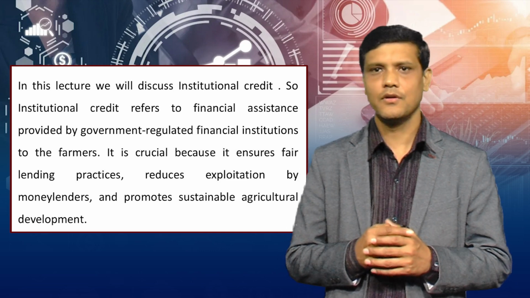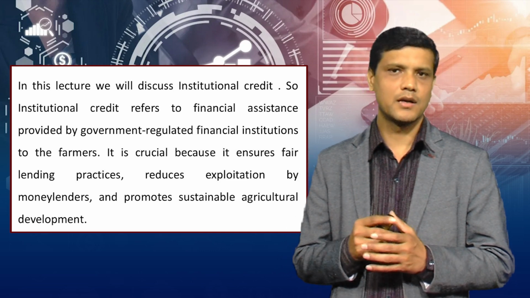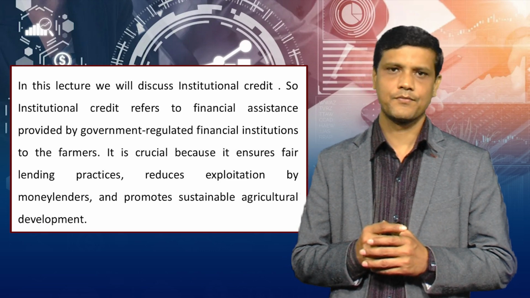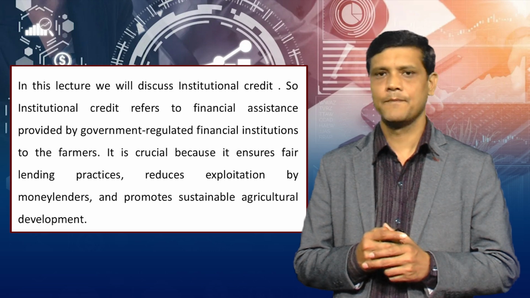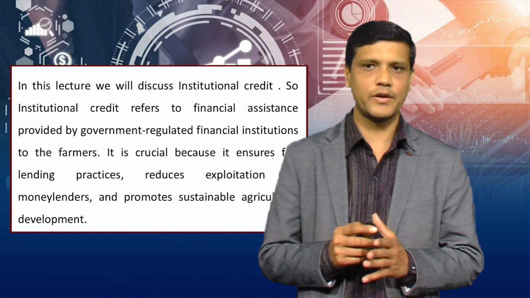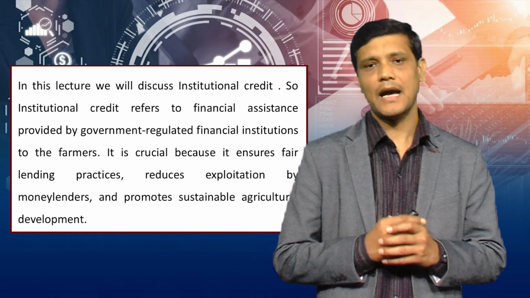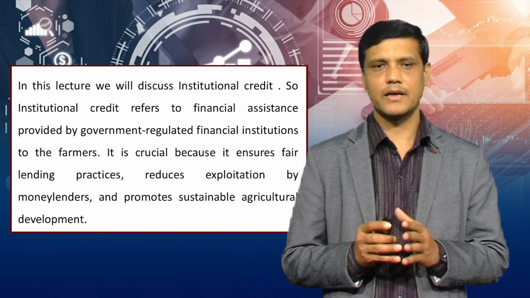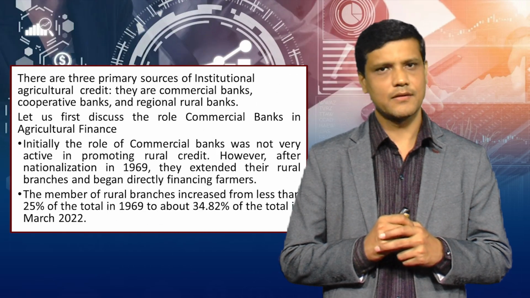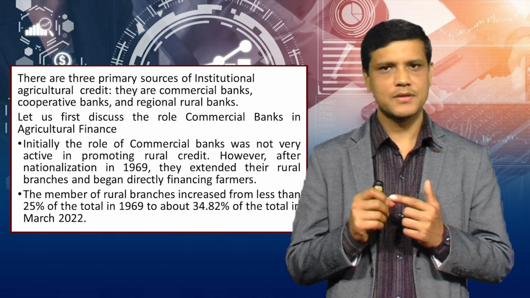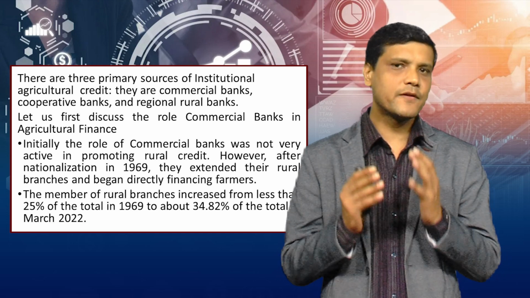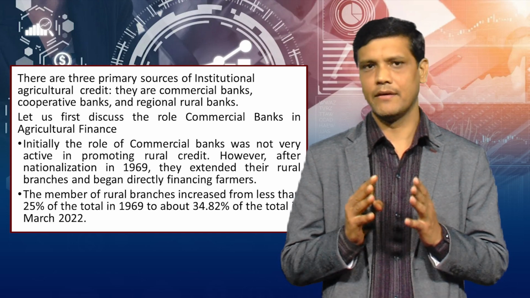Institutional credit refers to financial assistance provided by government-regulated financial institutions to the farmers. It is crucial because it ensures fair lending practices, reduces exploitation by moneylenders, and promotes sustainable agricultural development. There are three primary sources of institutional agricultural credit. They are commercial banks, cooperative banks, and regional rural banks. Let us first discuss the role of commercial banks in agricultural finance.